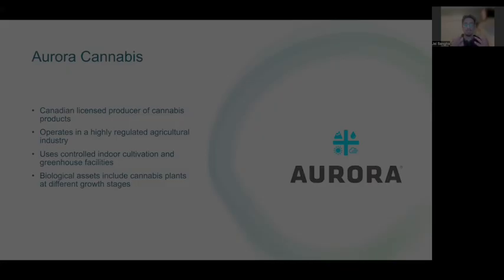The TSX company that we decided to go with is Aurora Cannabis. They are essentially a major Canadian licensed producer in a highly regulated agriculture industry. They grow their products using advanced controlled indoor and greenhouse facilities. So the core business is the reason their reporting is so interesting.